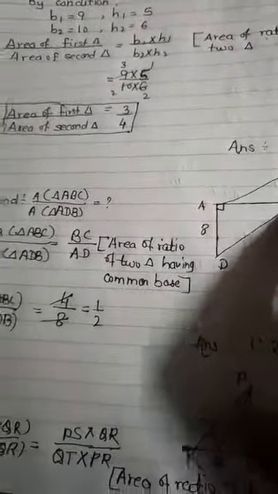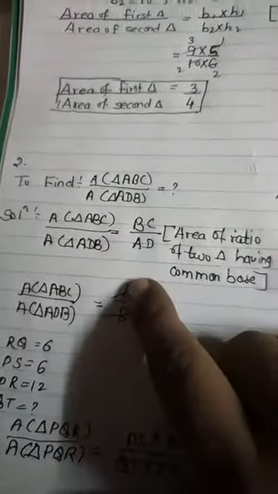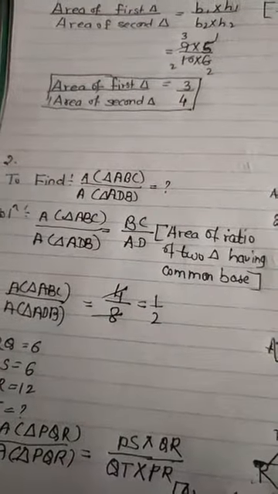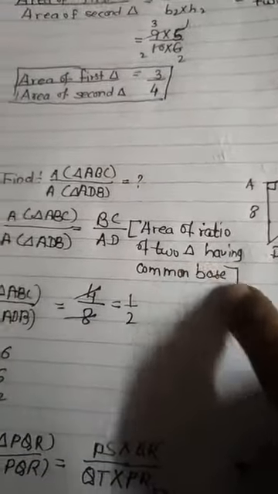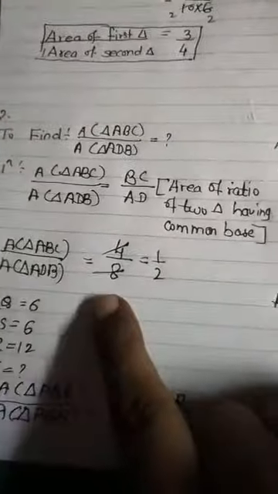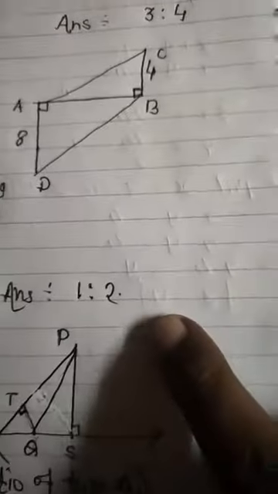That means the base is common. So we write ABC upon ADB is equal to BC upon AD. Why? BC is the height of the first one and AD is the height of the second one. So this is the area ratio of two triangles having a common base. We write the values, 4 upon 8, that cuts to 1 by 2. The answer is 1 is to 2.